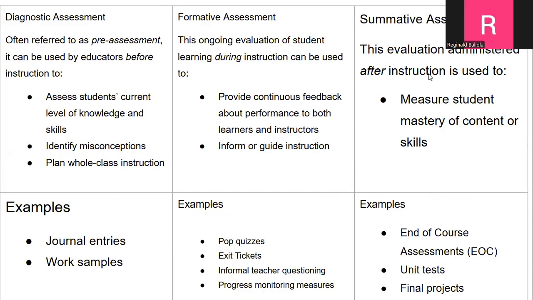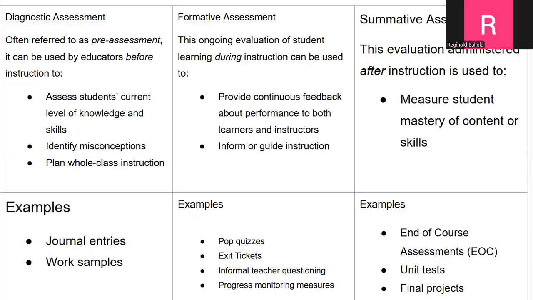There are three different types of assessments that I'll be talking about today. We have our diagnostic assessment, which is often referred to as a pre-assessment. It can be used by educators before instruction to assess students' current level of knowledge and skills, identify misconceptions, and plan whole class instruction. Examples of diagnostic assessments are journal entries and work samples, even a pre-test. That would be a diagnostic assessment.